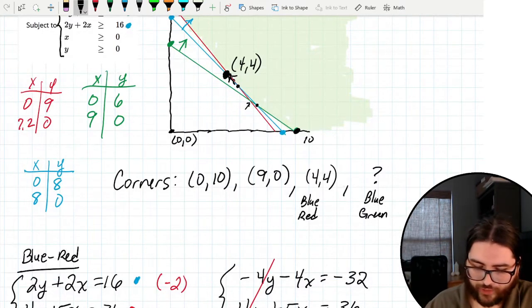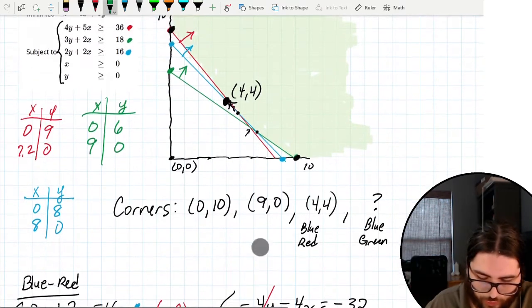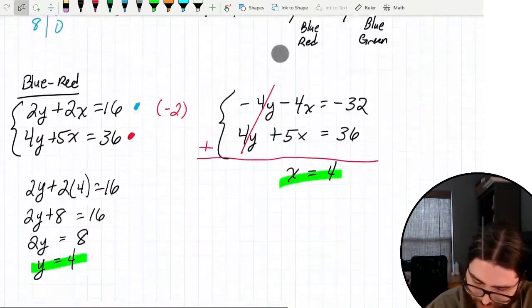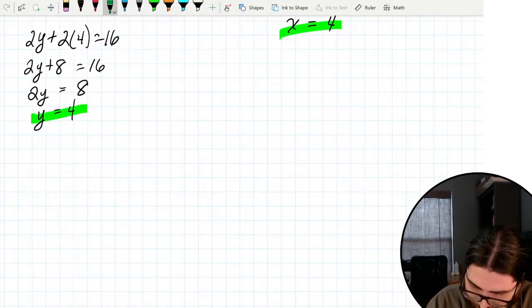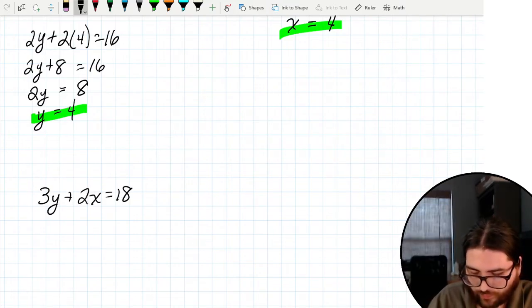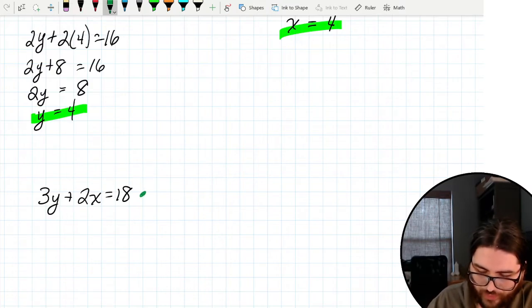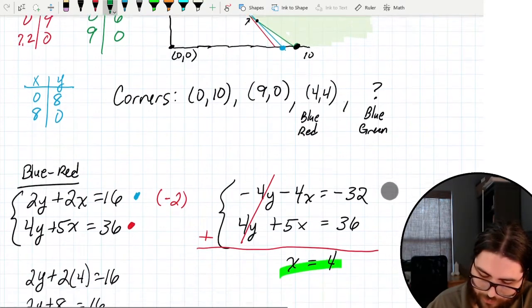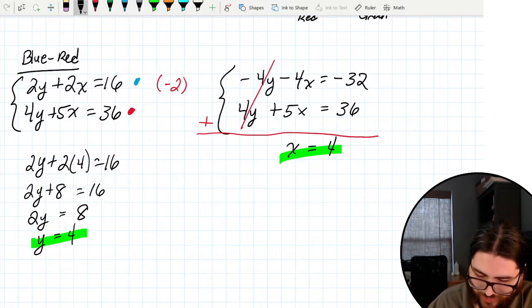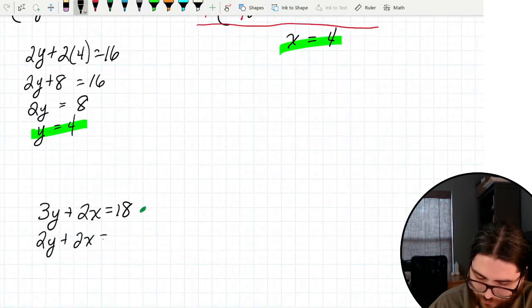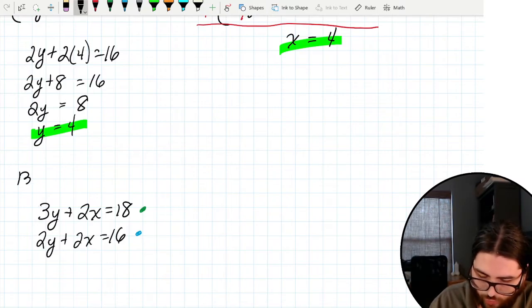Let's find the blue-green intersection point. I'll write the green one first so I don't have to keep scrolling back. 3y plus 2x equals 18. That's the green. I'm going to have to scroll back anyway, because that was the green and the blue. 2y plus 2x equals 16. Blue. This is me finding the blue-green intersection.